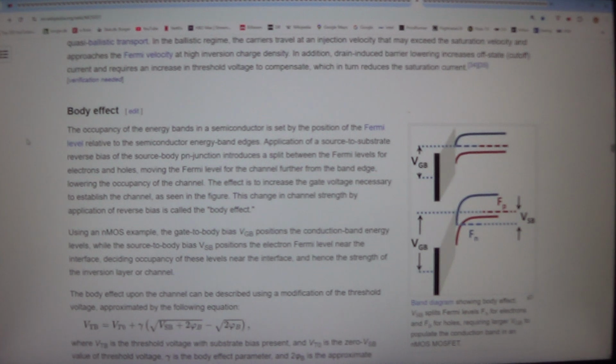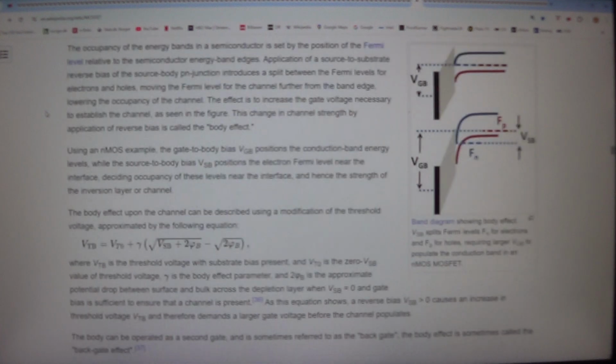The occupancy of the energy bands in a semiconductor is set by the position of the Fermi level relative to the semiconductor energy band edges. Application of a source-to-substrate reverse bias of the source-body p-n junction introduces a split between the Fermi levels for electrons and holes, moving the Fermi level for the channel further from the band edge, lowering the occupancy of the channel. The effect is to increase the gate voltage necessary to establish the channel, as seen in the figure. This change in channel strength by application of reverse bias is called the body effect.